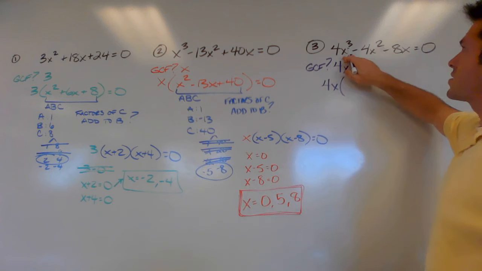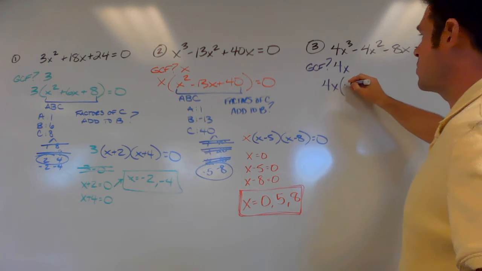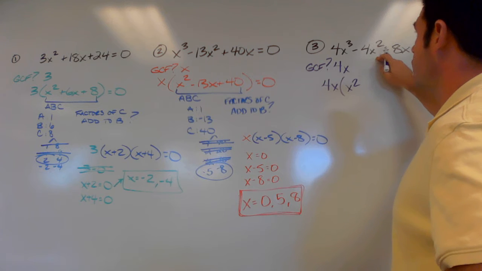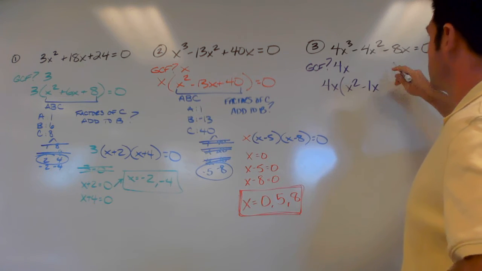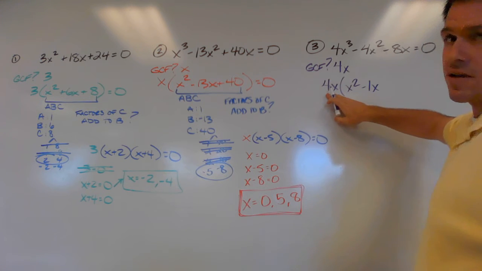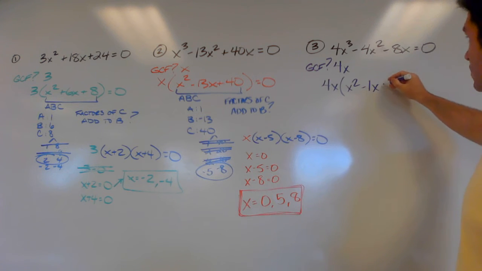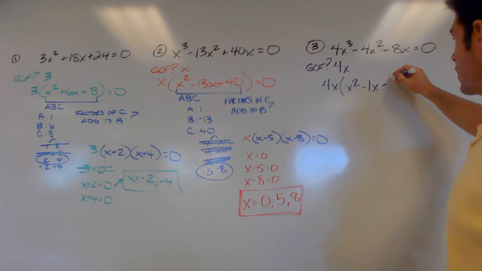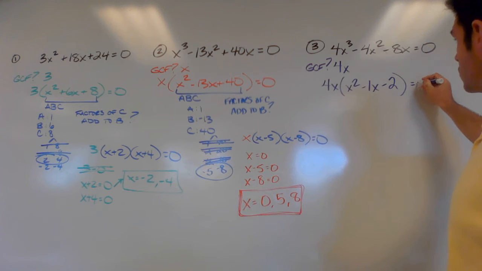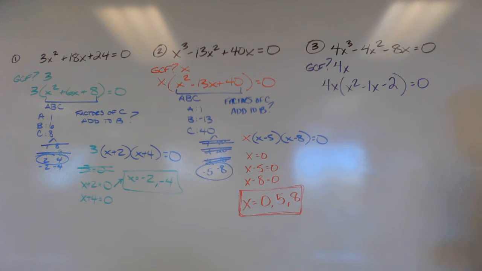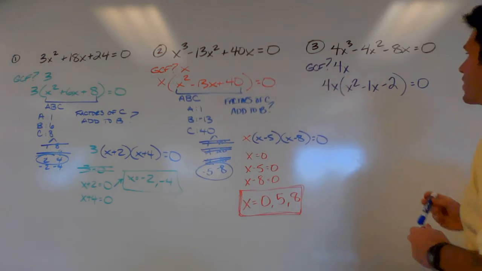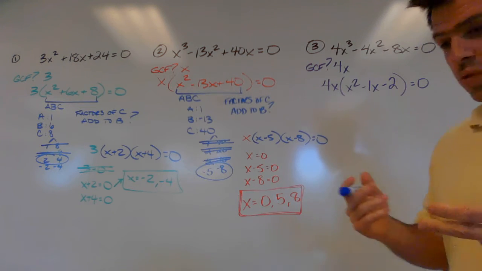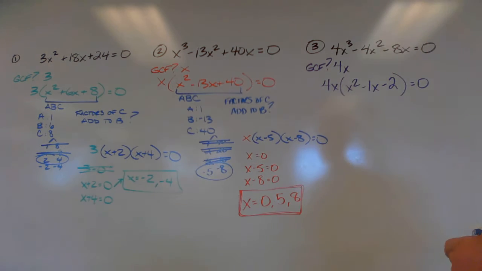and divide it up. 4x to the third power divided by 4x would be x squared. Negative 4x squared divided by 4x would be negative 1x. Negative 8x divided by 4x would be negative 2. Got our GCF out, and inside the parentheses there we have x squared minus 1x minus 2, so we still have more work to be done here.